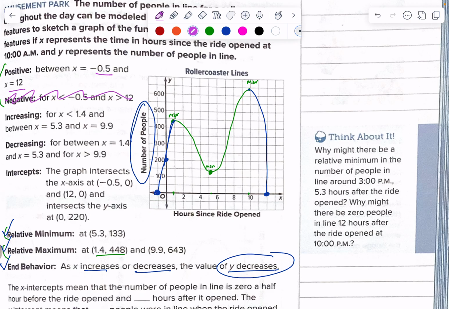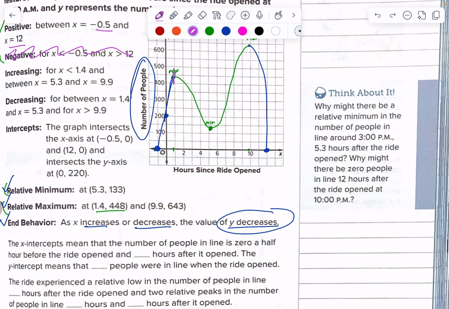He's increasing on this side of -1.4. So he's increasing from here to here, and between 5.3, which is here, and 9.9. So that's where he's increasing. Then he turns around and he's decreasing on the other parts of that, right? Okay, so decreasing. And then we've already done the intercepts. So this is what my graph is going to look like, something of that nature.